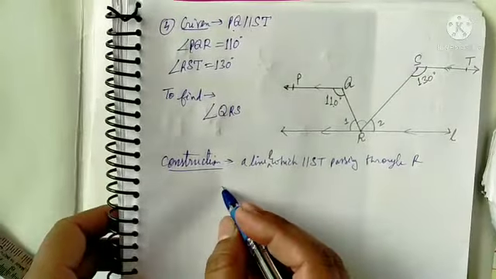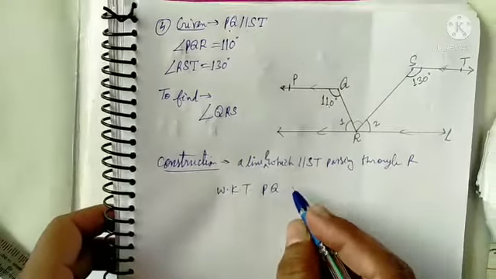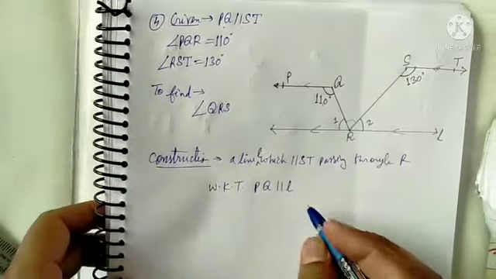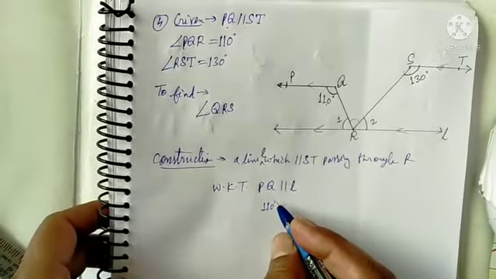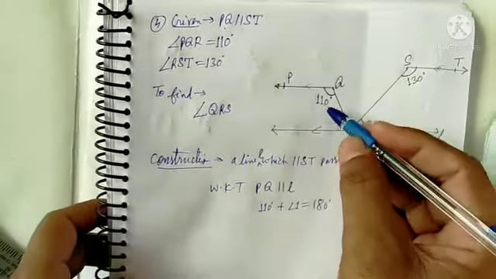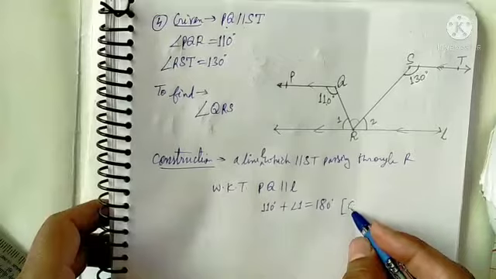You see here now? We know that PQ is parallel to line L. Through construction also you can write down. Then angle 110 plus angle 1 is equal to 180 degree. Why? The reason is co-interior.